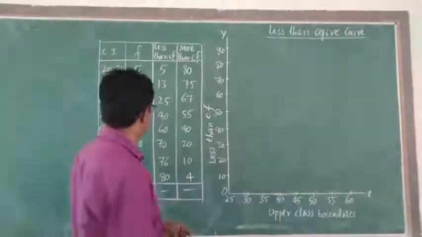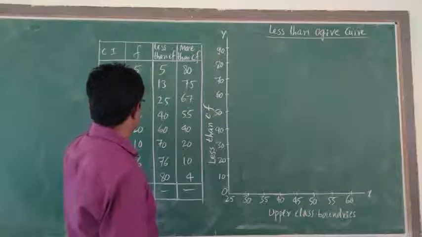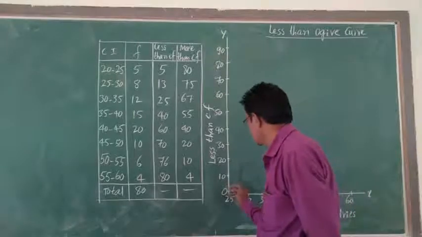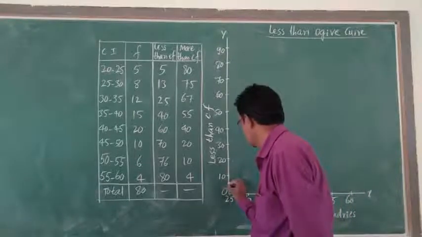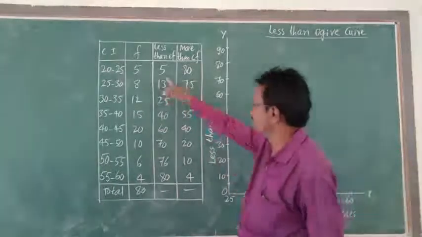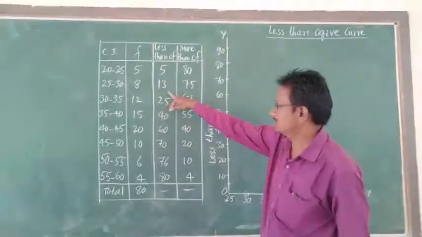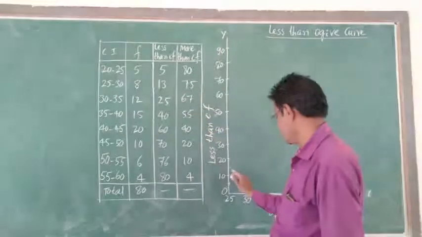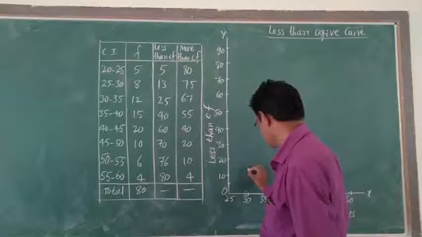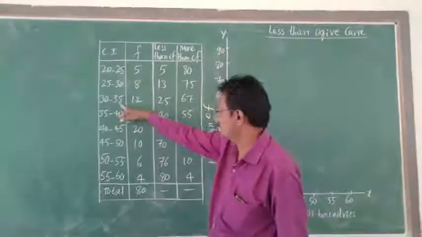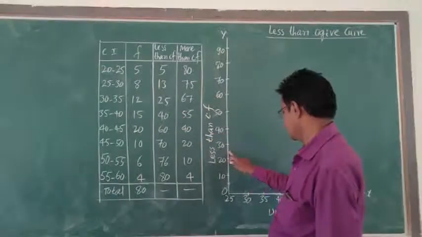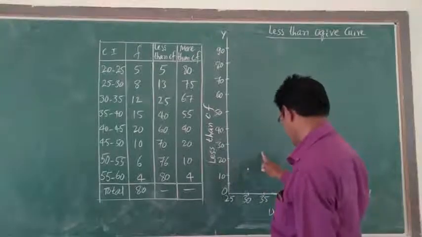So the first point is 25, less than 25 there are 5 workers. 5 is in between 0 to 10. Next, less than 30 there are 13 workers. Next we have to mark 13. Next, less than 35, there are 25 workers. Next, in between 20 and 30, there is 25.